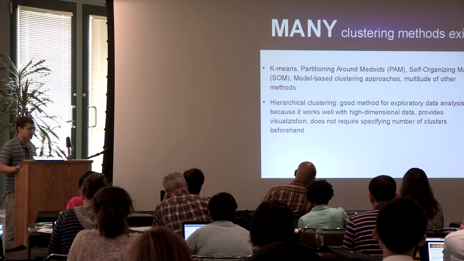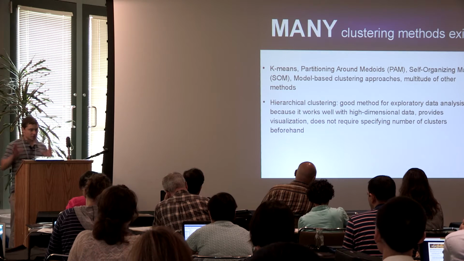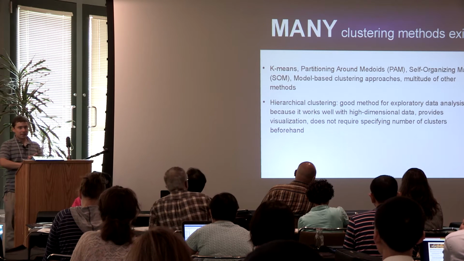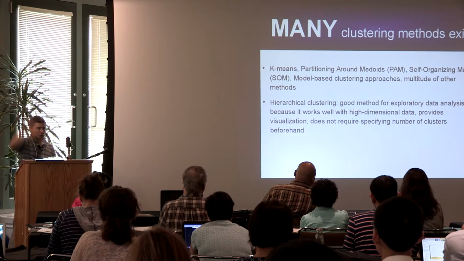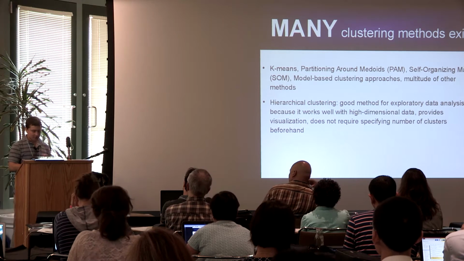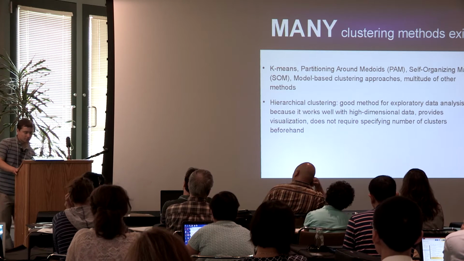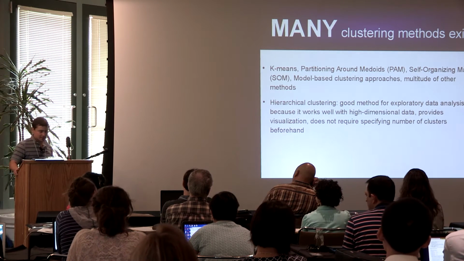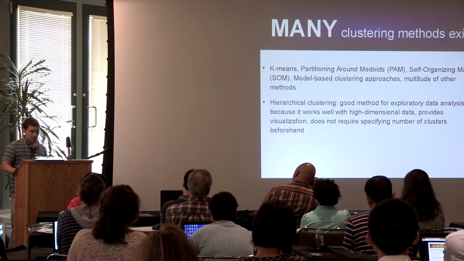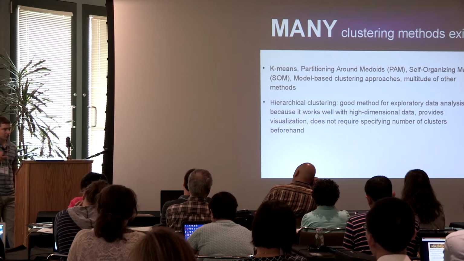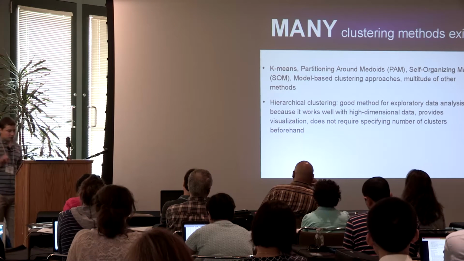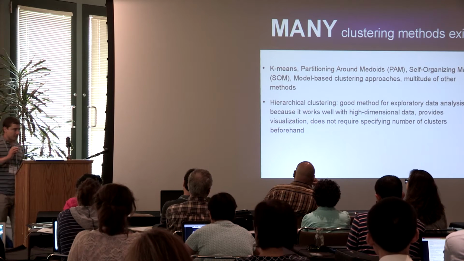And by exploratory, we mean that you get a big data set and you just want to see what's in there. You don't necessarily need a ranked gene list with p-values and FDR. You just want to see how it's organized, what's in there. And why is it good for this kind of analysis? Because it works well with high-dimensional data, and it provides a visualization of the cluster structure. And it does not require you to know anything about the data beforehand.